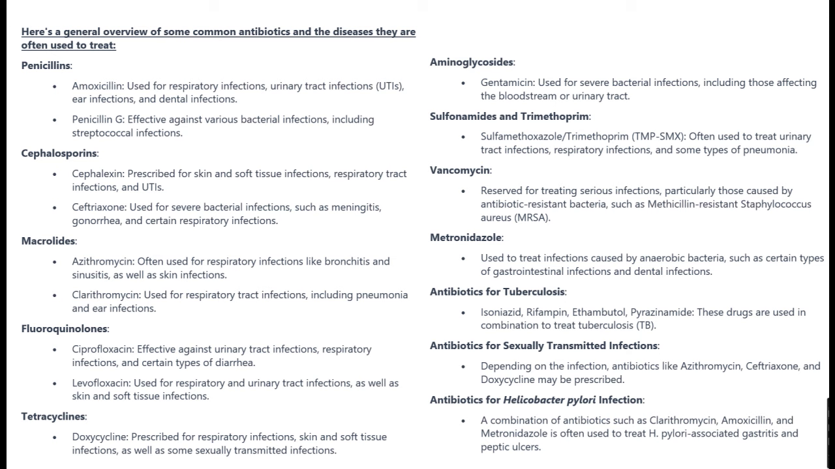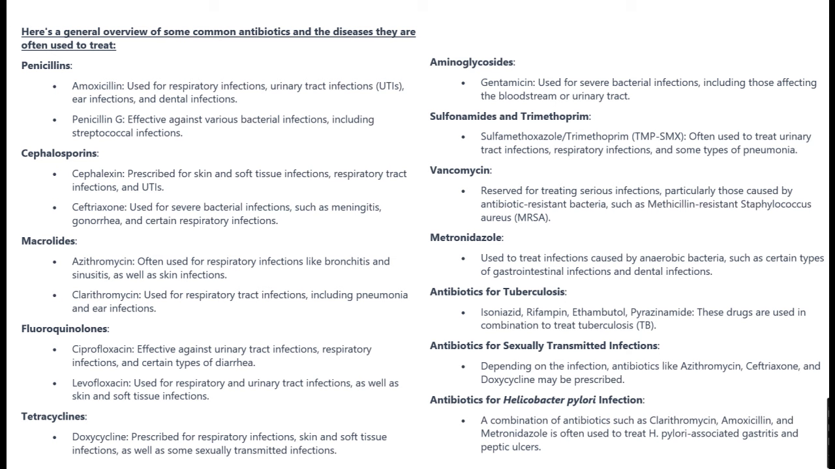3. Macrolides. Azithromycin, often used for respiratory infections like bronchitis and sinusitis, as well as skin infections. Clarithromycin, used for respiratory tract infections, including pneumonia and ear infections.